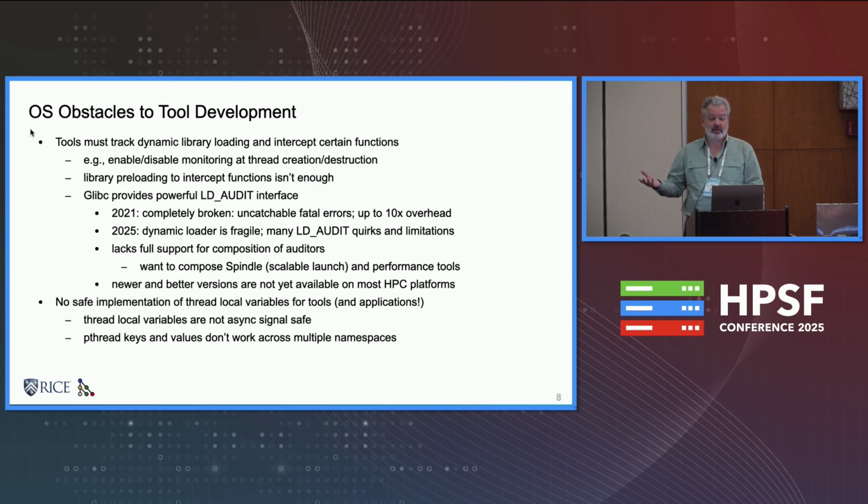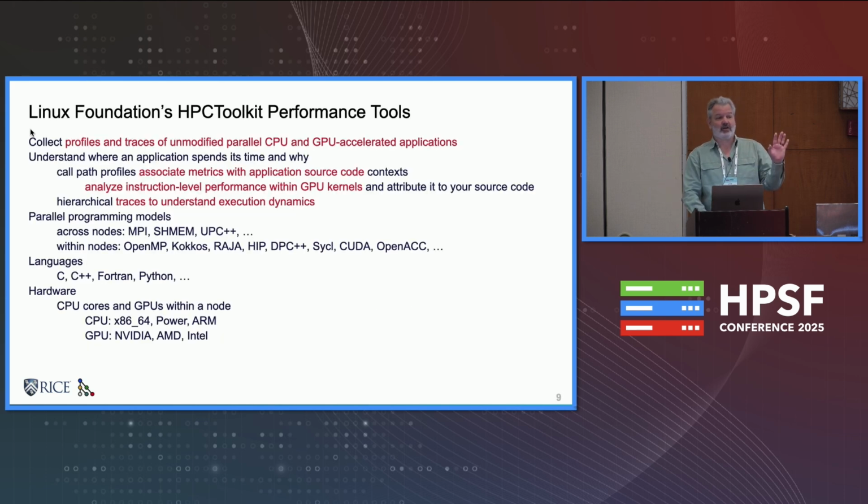It might surprise you to know that there's no safe implementation of thread local variables for either tools or applications on these systems. Thread local variables that you might use in your programs are not async signal safe, so we can't use them in our own tooling. And you might think, well, there's always pthread keys. It turns out, since 2019, there's been a bug reported that pthread keys don't work with multiple namespaces. So we're trying to deal with these complex applications, and we don't even have the rudimentary tools. All right, so that's a little bit about the landscape.